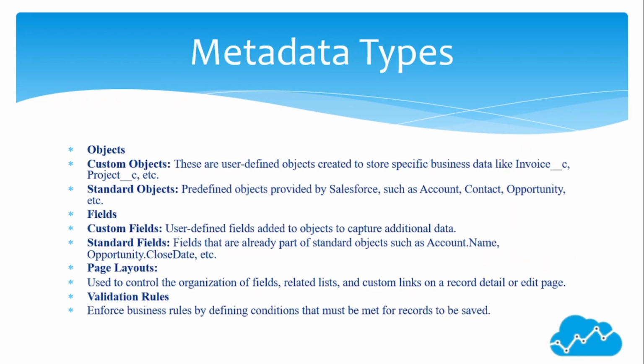Objects. Custom objects. These are user-defined objects created to store specific business data like invoice. __c denotes that this is a custom object, project__c, etc. Like this, we can create any number of objects as required by the business requirement.